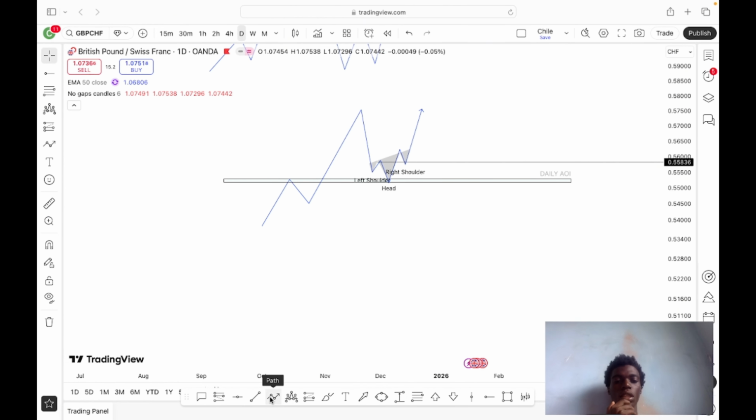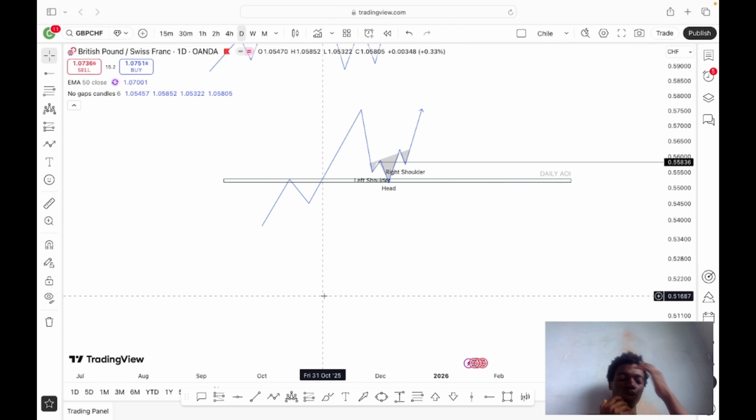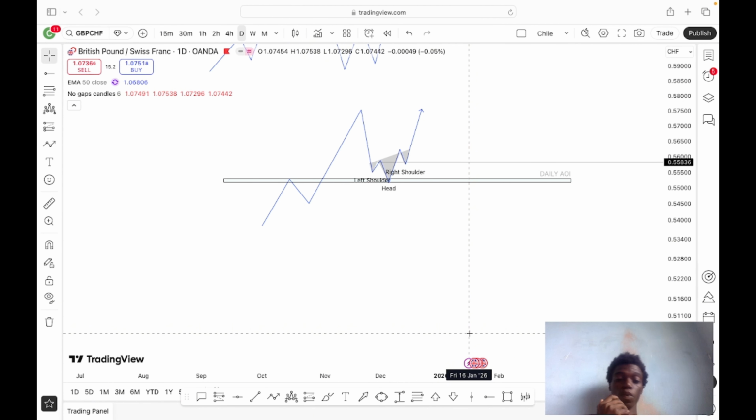And after we find price has created a shift of structure, then we wait for a confirmation candlestick pattern, either a engulfing candlestick, morning star, or evening star. So let's just go to the chart.